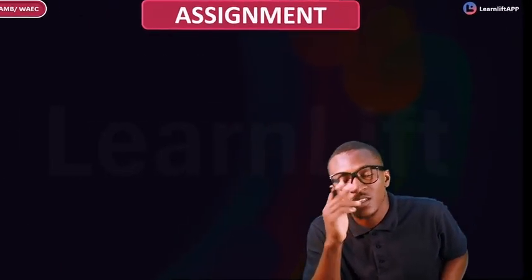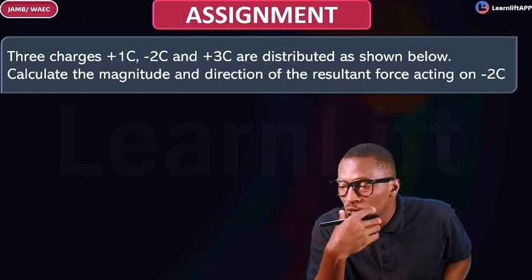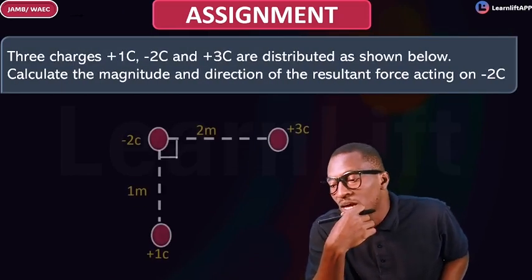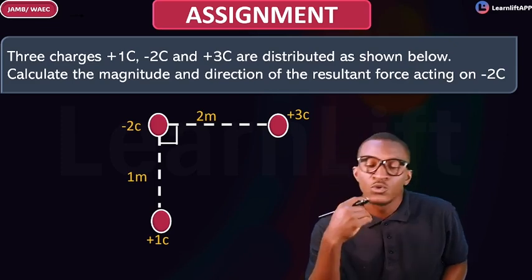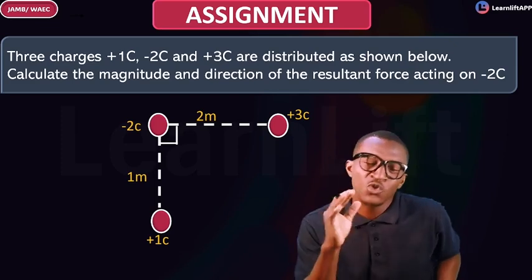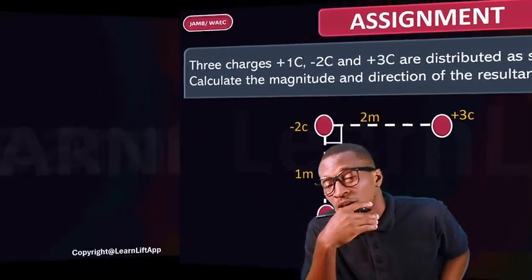I'm also going to give this one as an assignment. The question will say what is the resultant between 1, 2, 3 acting on 2. So use this as the assignment. I hope you understand it. Just take it at your pace. There are a lot of questions in the notes.